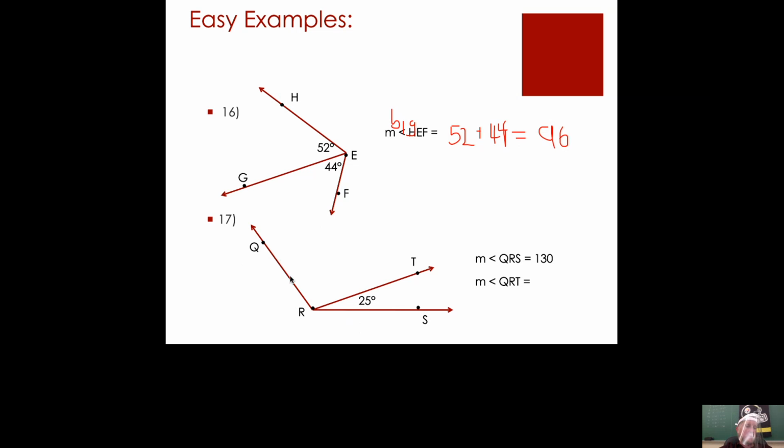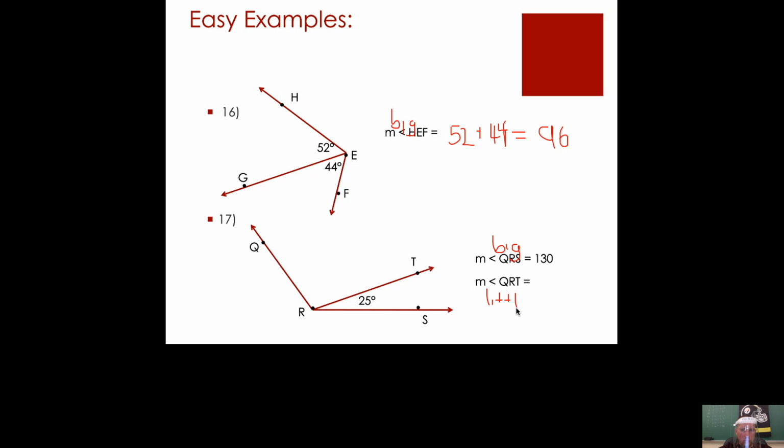Number 17, same kind of problem. You have 3 angles. They tell you over here on the side that the measure of angle QRS is 130. Angle QRS is this big angle. So again, I'm going to mark this one as the big angle, and I know it. I want to find the measure of angle QRT. So if I'm looking at my picture, that's this angle. That's a little angle.